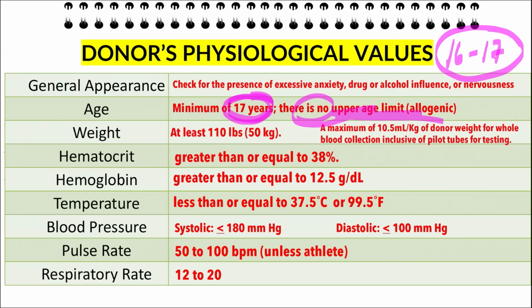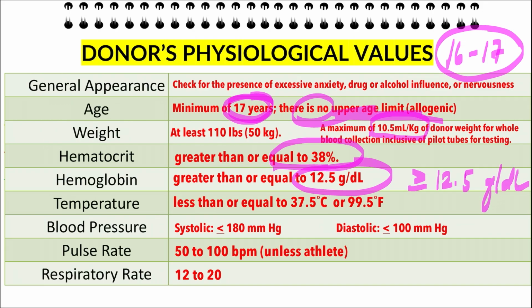The weight is at least 110 pounds or 50 kilograms, but again, it's a maximum of 10.5 ml per kilogram of donor weight for whole blood collection, inclusive of pilot tubes for testing. Hematocrit, greater than or equal to 38%. Hemoglobin, greater than or equal to 12.5 grams per dL. Temperature, again, less than or equal to 37.5 degrees Celsius or 99.5 degrees Fahrenheit.